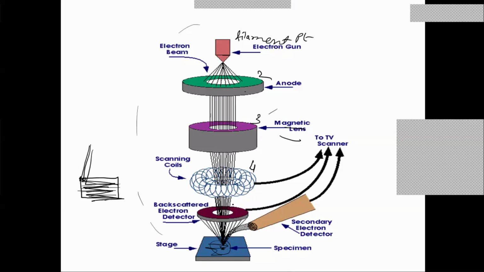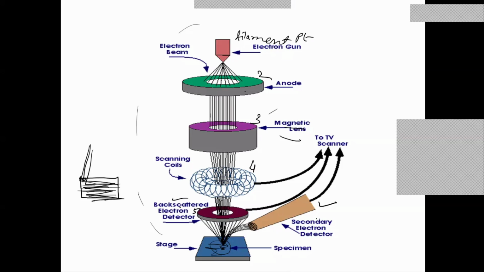Then after, let me number it, fifth part. It is a backscattered detector, right? And I will explain this part. And another thing you have is a secondary electron detector. So this is important. The secondary electron detector is important.